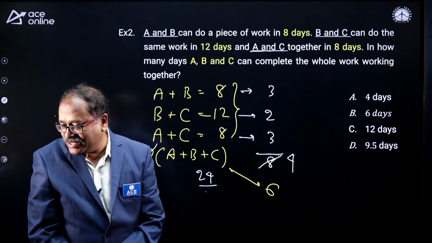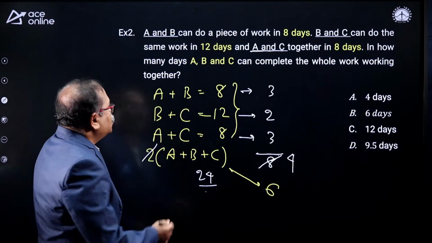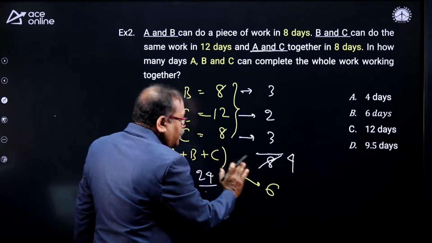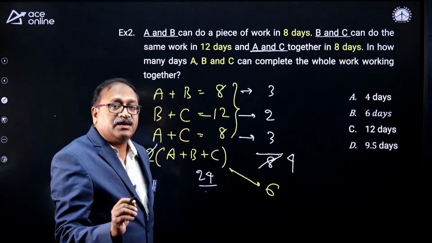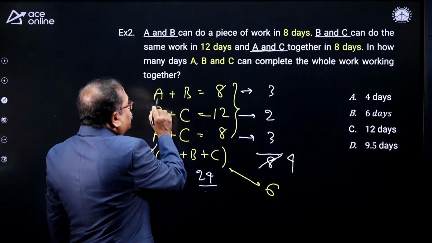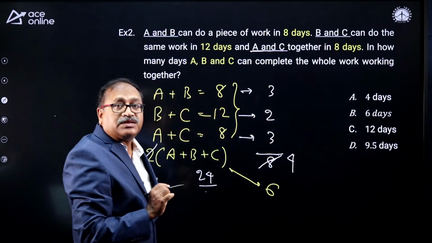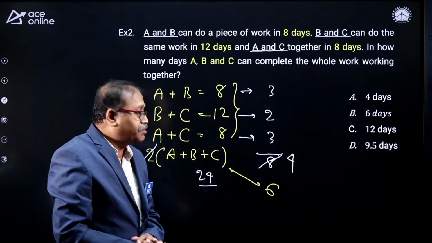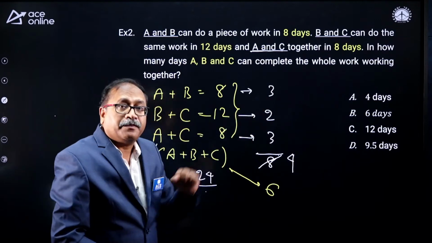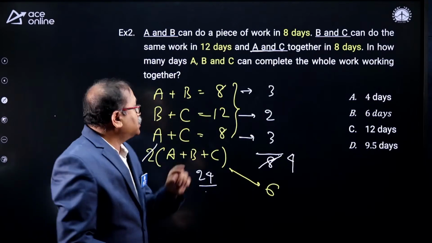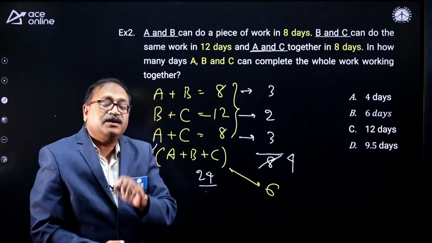Now let me see that option B, I'll check that. So what I know is A plus B plus C per day complete 6 units, whereas A and B per day complete how many units? 3 units. That means how many units does C complete? That is 6 minus 3. That's 3 units completed by C per day.